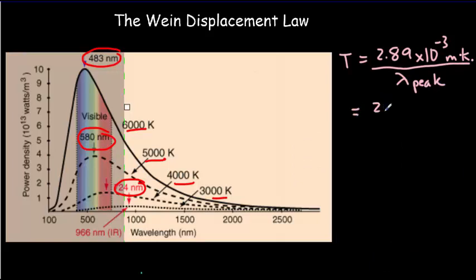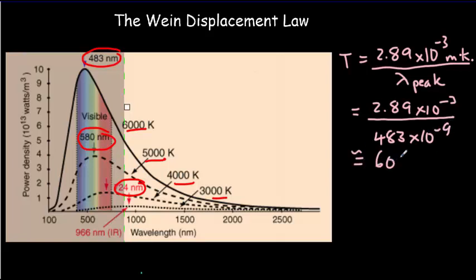If I take 2.89 times 10 to the minus 3, and I look at the 6,000 K curve, then the peak wavelength is at 483 nanometers, which is times 10 to the minus 9 meters. And if I work that out, I get about 6,000 Kelvin. So that means anytime I've got a blackbody radiation curve, I can always identify the peak wavelength and always calculate what the temperature must be. So it's a very useful tool.